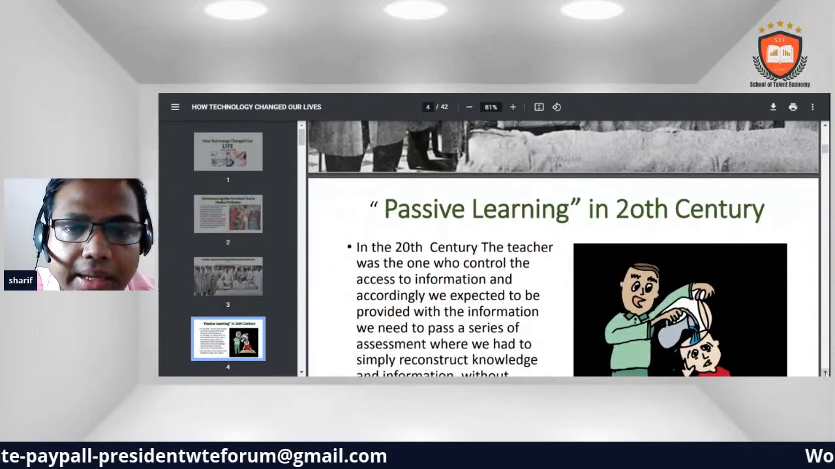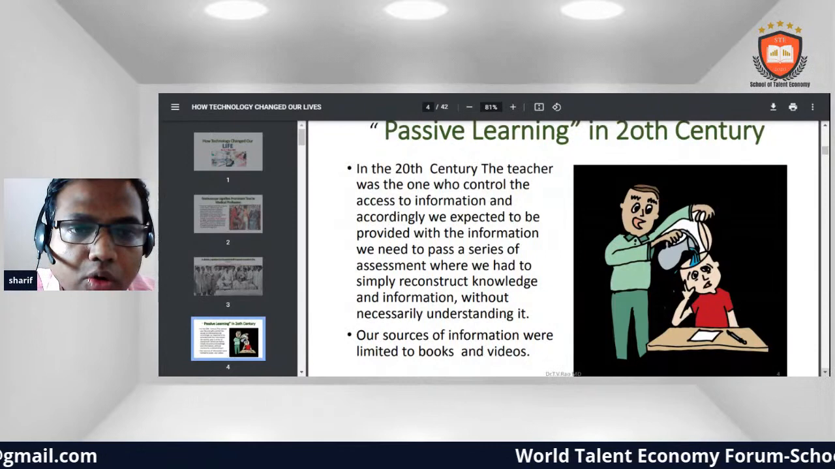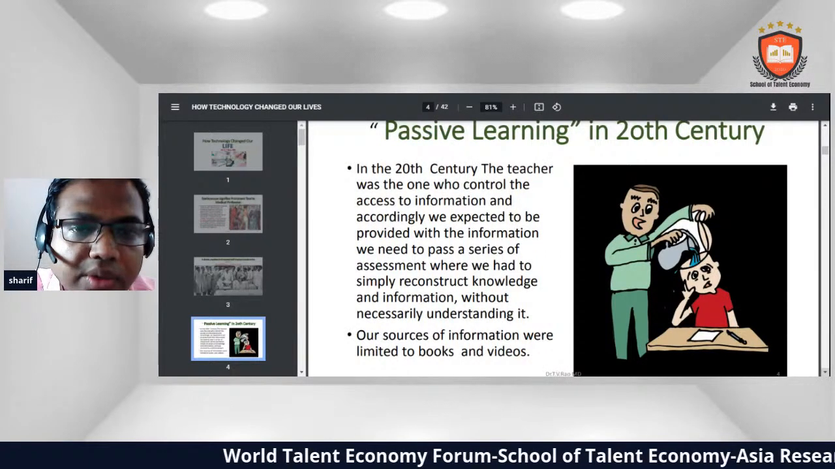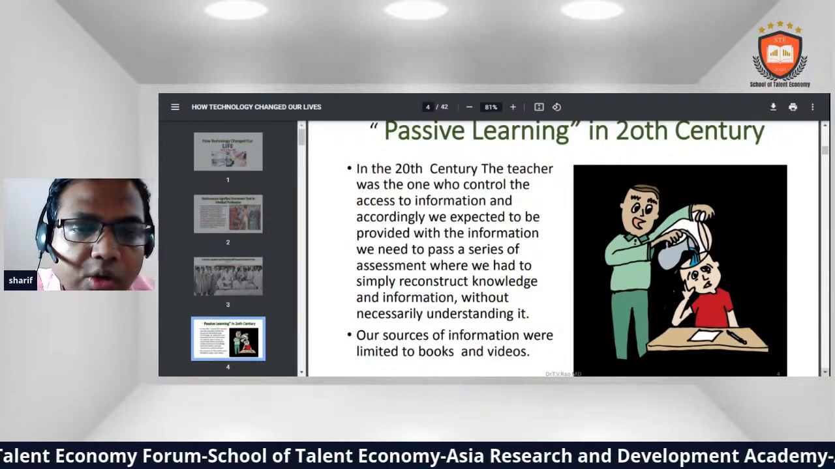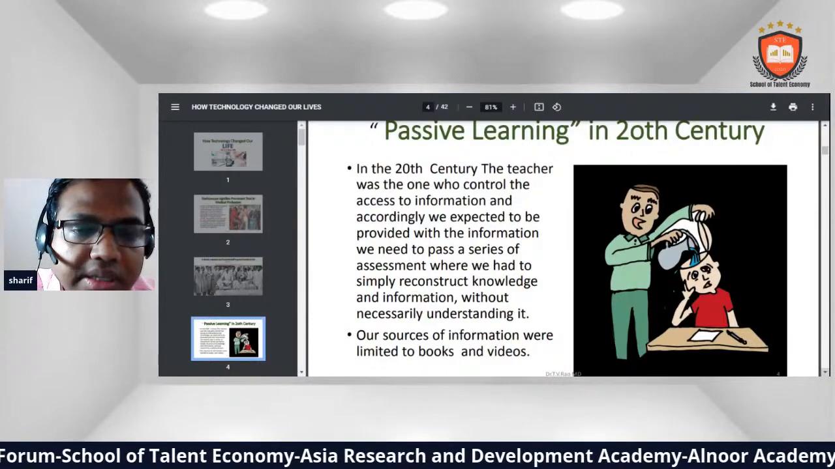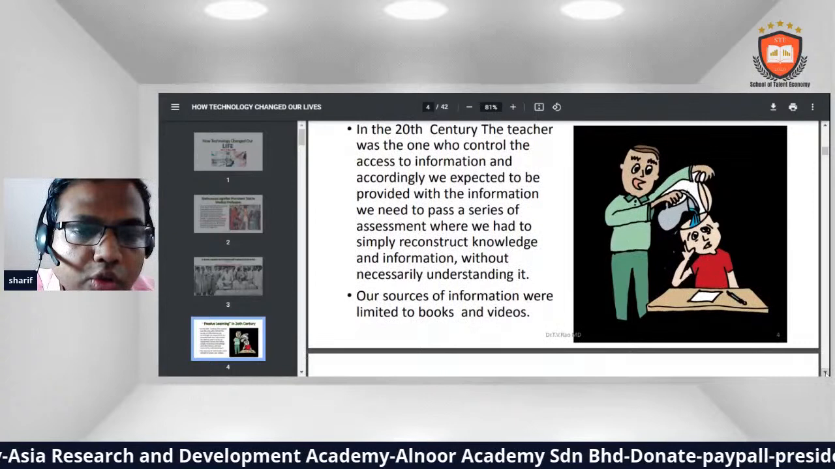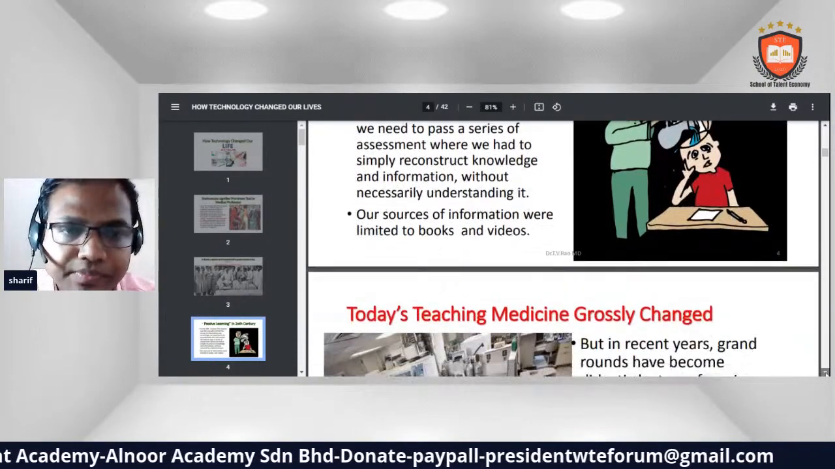Massive learning in the 20th century. In the 20th century, the teacher controlled access to information, and we expected to be provided with the information we needed to pass a series of assessments where we had to simply reconstruct knowledge and information without necessarily understanding it. Our sources of information were limited to books and videos.